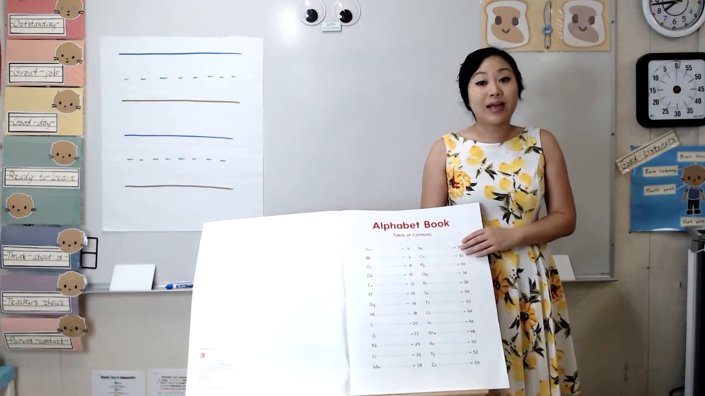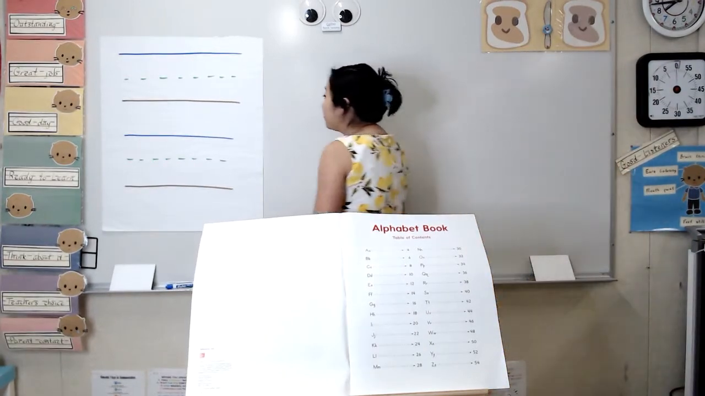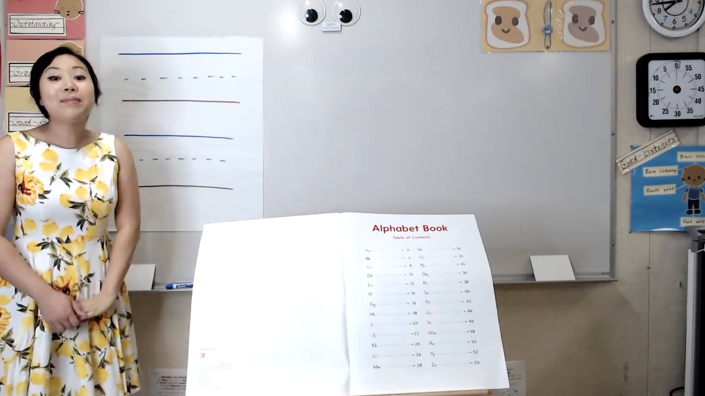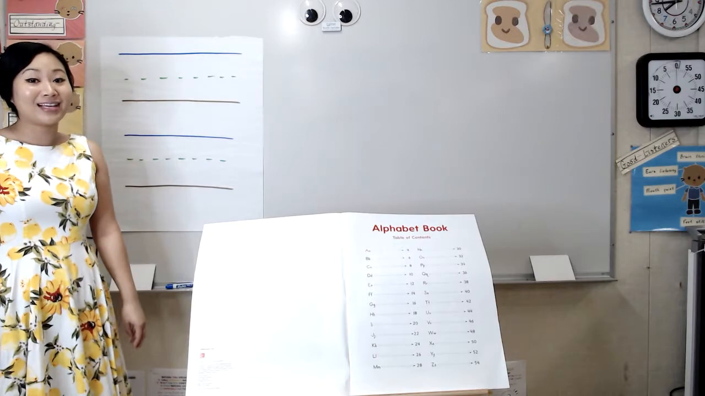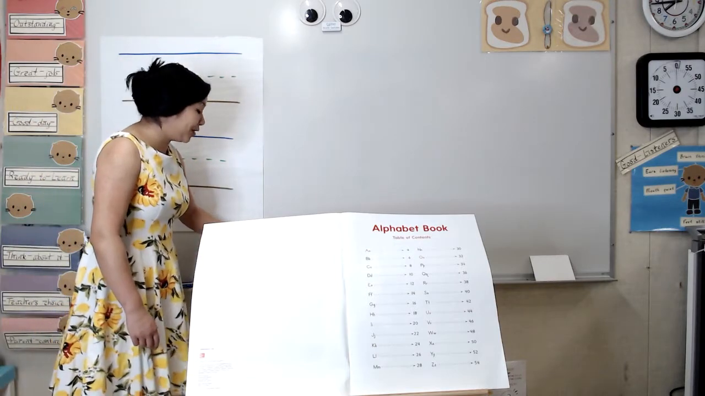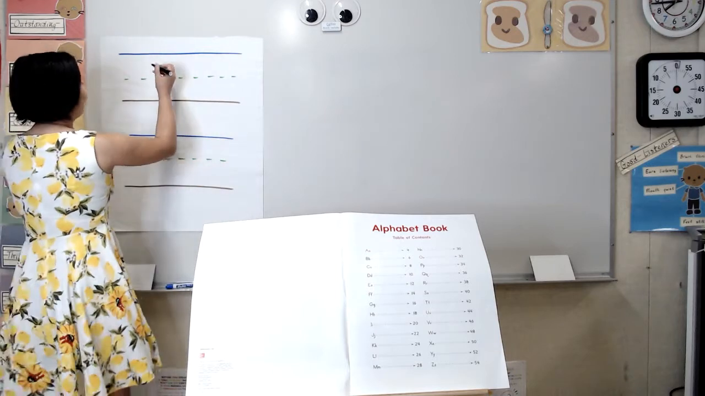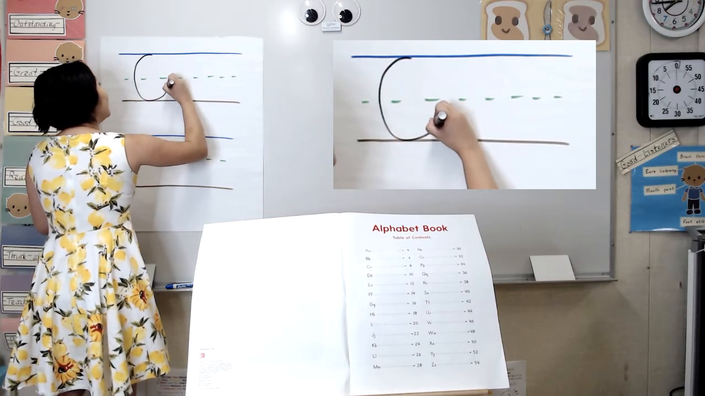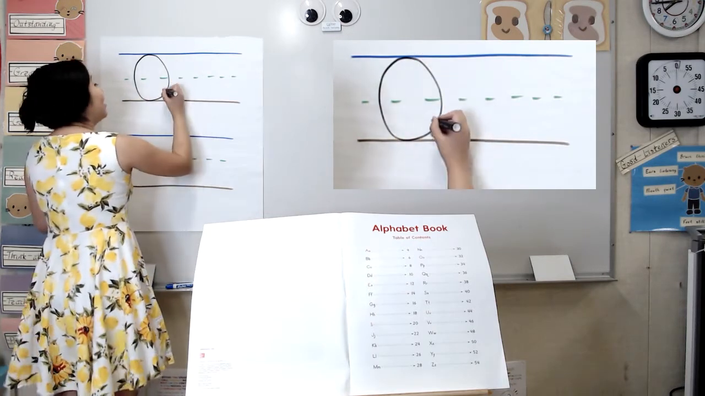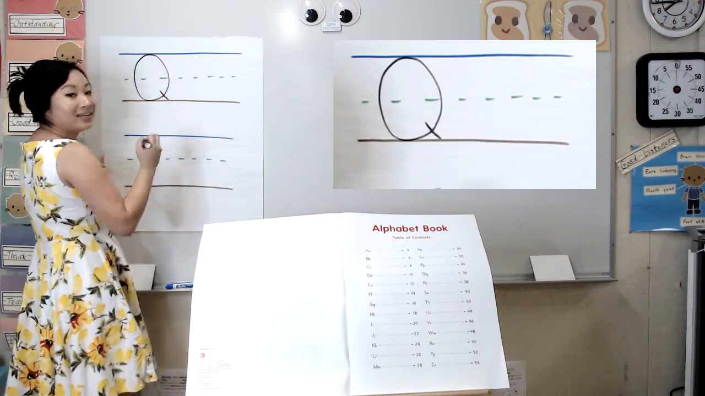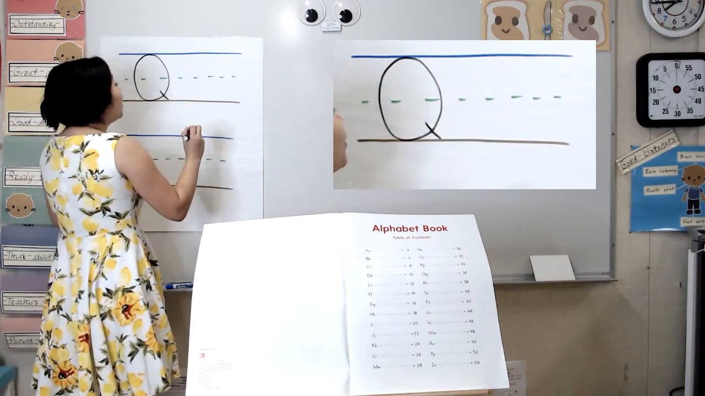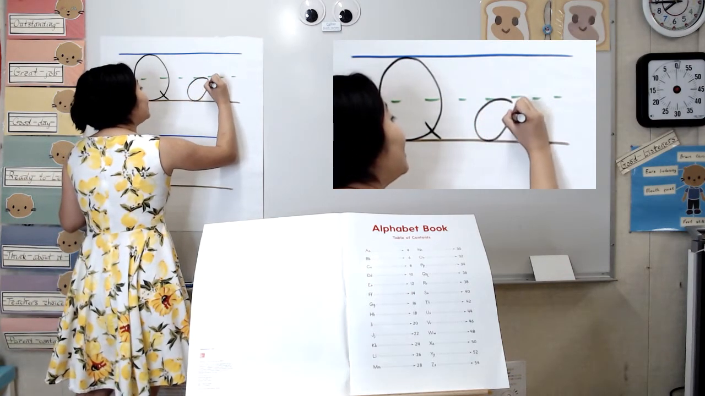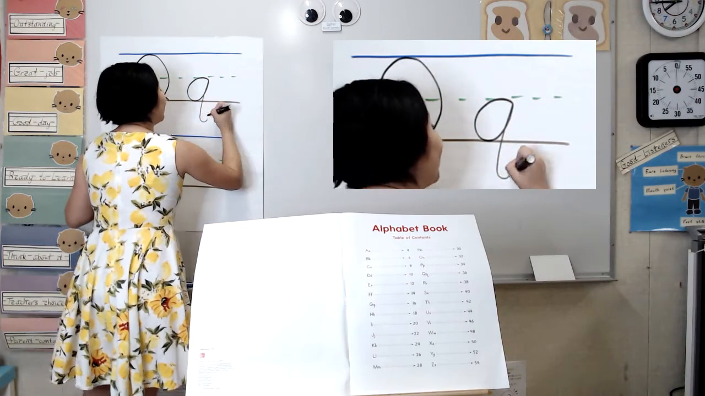Before I write these letters down, I have something important to remind you of. This is the sky, the grass, and the ground. Some letters start in the sky and some letters start in the grass. Let's start with the letter Q. For the letter Q, I start in the sky, curve around, back to the sky, and a small diagonal line on the ground. For lowercase q, I start in the grass, curve around, touch the grass, dig underground.